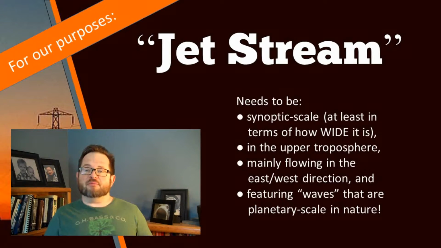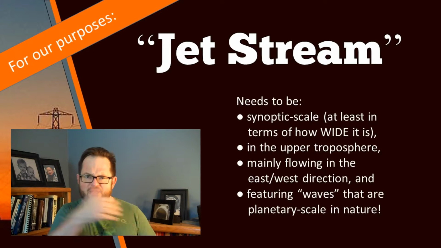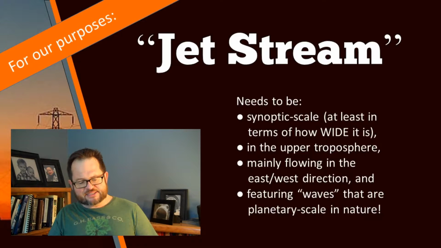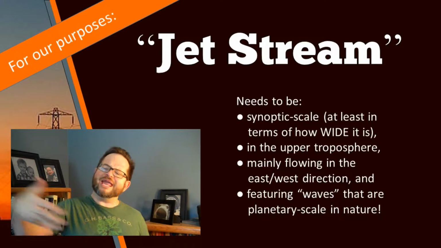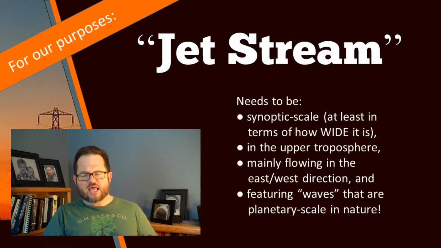It needs to be flowing primarily in the east-west direction. It can meander north and south too, but primarily it has to be west-east. And it has to have waves in it. We're going to learn about these waves or meanders in the jet stream that are going to be planetary scale in nature as well.